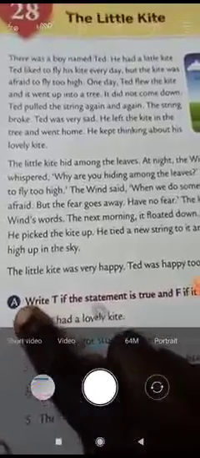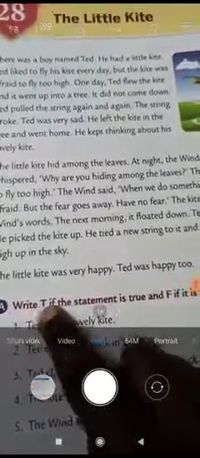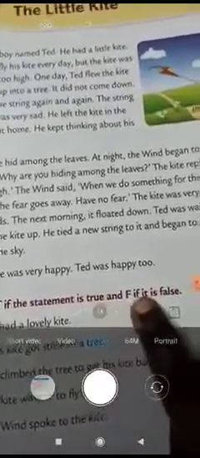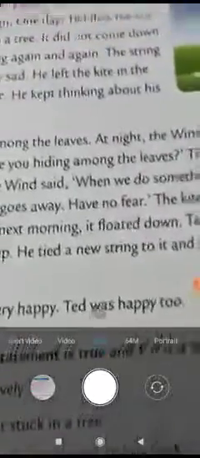Now, the first exercise is A. Write T for true if the statement is true, and F if it is false. Okay. Now, the first question is, Ted had a lovely kite. Is it true? Yes, he had a lovely kite. So you have to write T here. So I am going to write it here as T. Now, Ted's kite got stuck in a tree.